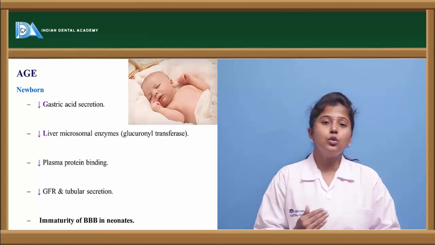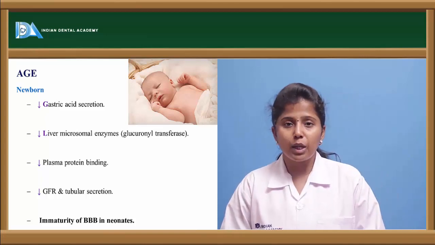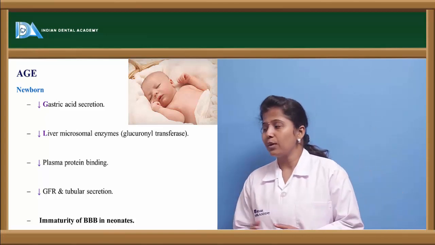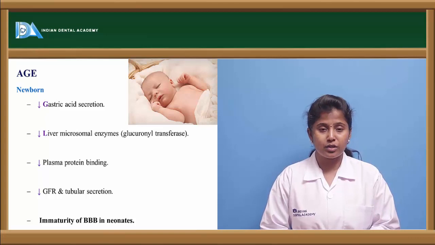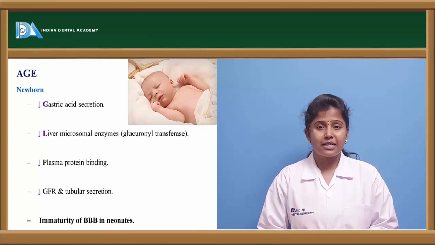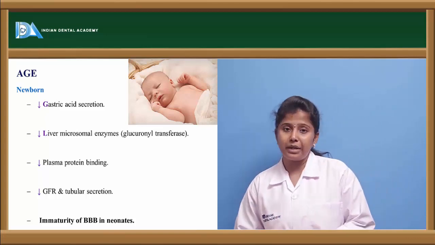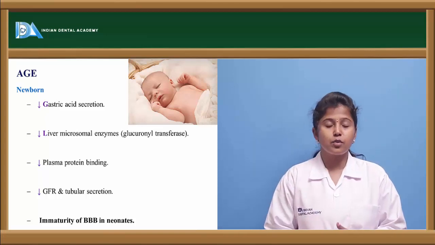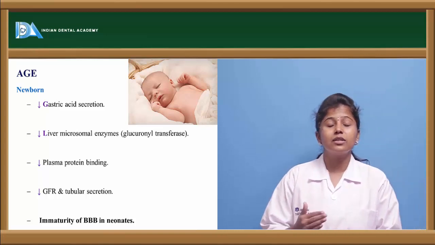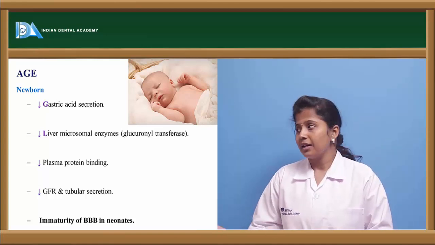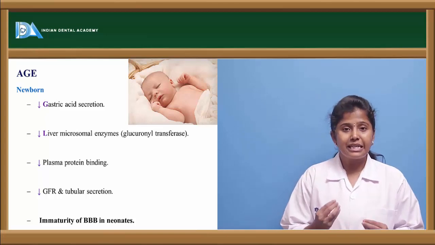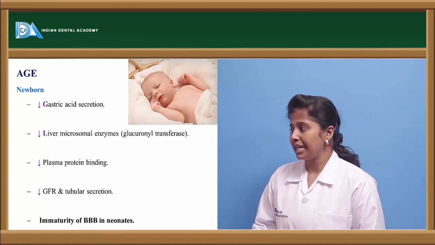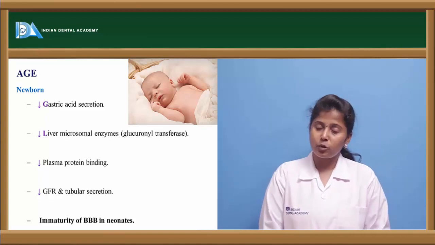For example, if we take newborns or neonates. Here in neonates, as the body is developing, there will be decreased gastric acid secretion. The babies are given vaccinations and medications for their better growth, so the drug will show some sort of response. But the drug response is affected in the newborns: there will be decreased gastric acid secretion, decreased liver microsomal enzymes, and decreased plasma protein binding also.